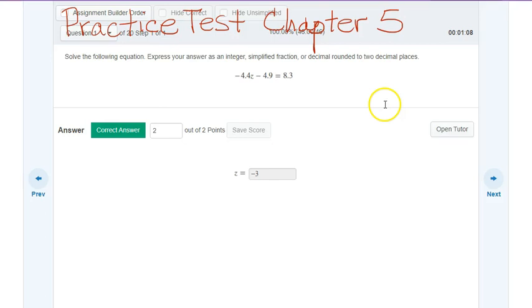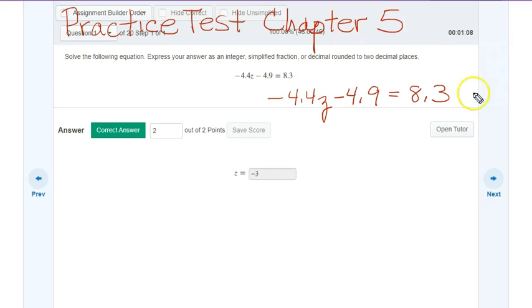This will be a practice test now on Chapter 5. This deals with algebraic equations. So there is our equation, and we want to isolate the z in this equation. So let me write it a little bigger.